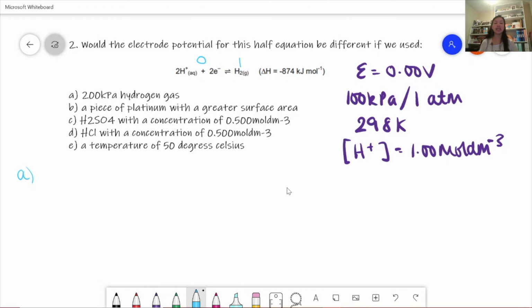Because the number of electrons has increased, the electric potential will be less than 0.00 volts, because it will become negative. So for A, the answer is it'll become less than 0.00 volts, and that's because if we increase the pressure, then the equilibrium shifts to the left, and so we have more of the reactant, so more electrons.